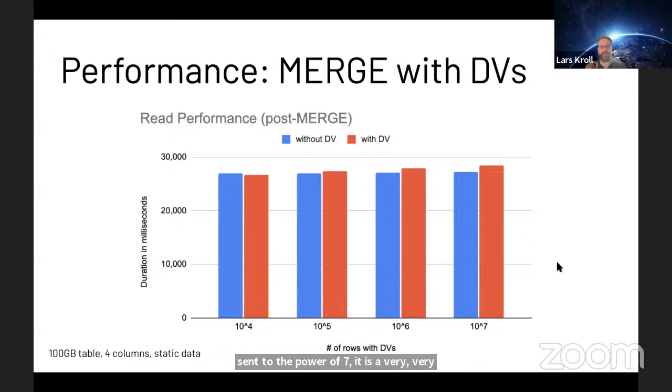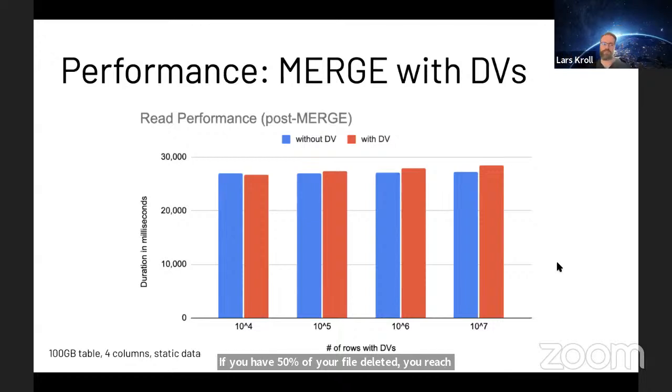So even at 10 to the power of 7, it is a very, very minor read regression compared to the non-DV case. If you keep doing this, eventually you will see some overhead, right? So once you go to like 50% deleted, you will see not a 50% overhead, but you will see some overhead, mostly because you read redundant data, right? If you have 50% of your file deleted, you read basically twice as much data as you need to. So that is some overhead.